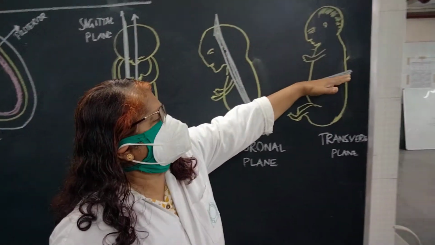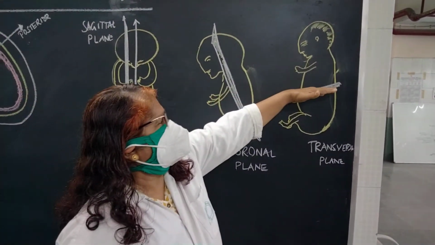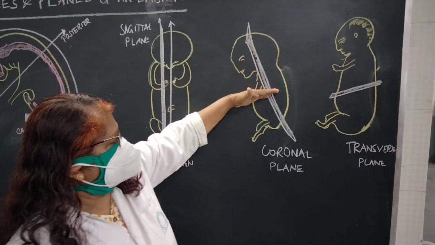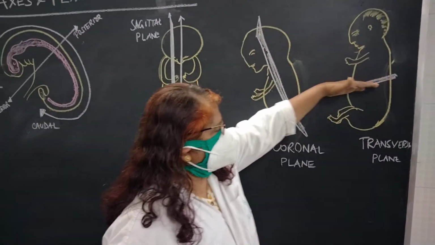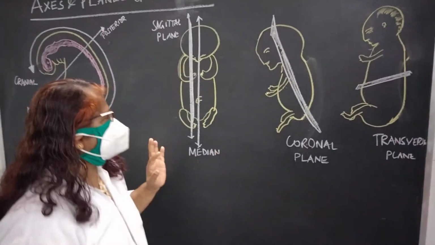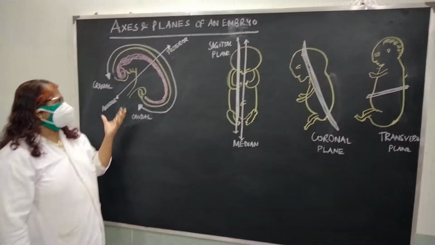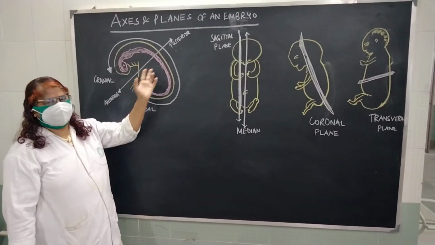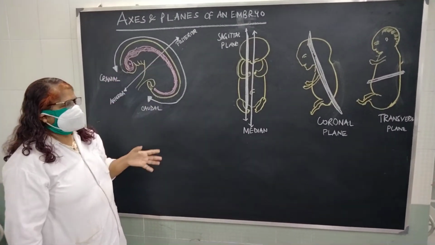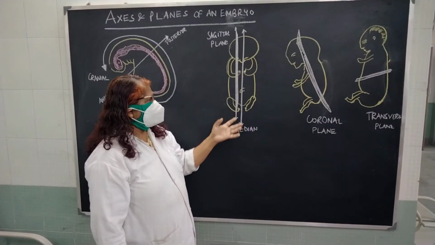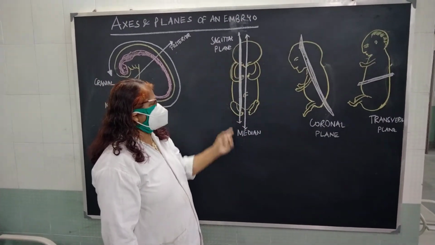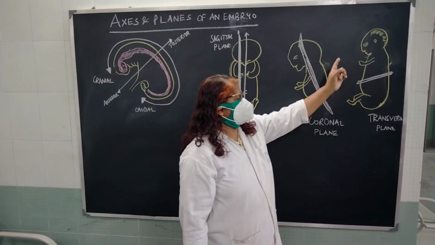And the plane which runs anterior-posteriorly, perpendicular to the coronal plane, is called the transverse plane. So in case of the embryo, we will talk about the two axes, the anterior-posterior axis and the cranial-caudal axis, and with respect to the planes, the median plane, sagittal plane, coronal plane, and the transverse plane.